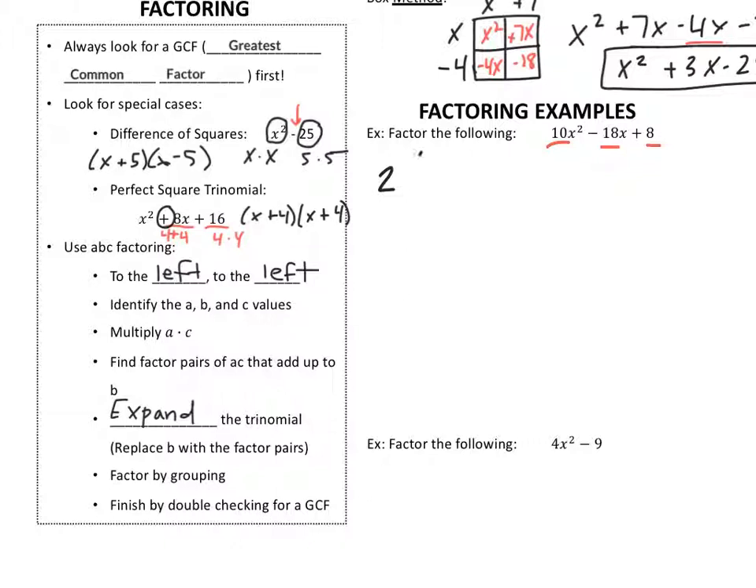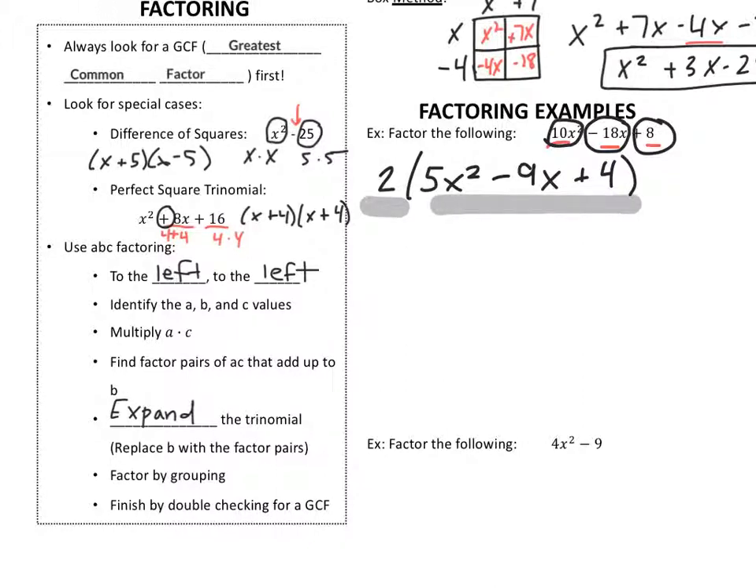So we're going to stick with our 2, and you want to go through each piece and divide it out. 10x squared divided by 2 would leave you with 5x squared. Negative 18x divided by 2 is negative 9x, and positive 8 divided by 2 is positive 4. Your goal with factoring is to simplify as much as possible. Right now we have two factors, the 2 and this trinomial, but we're going to keep looking.